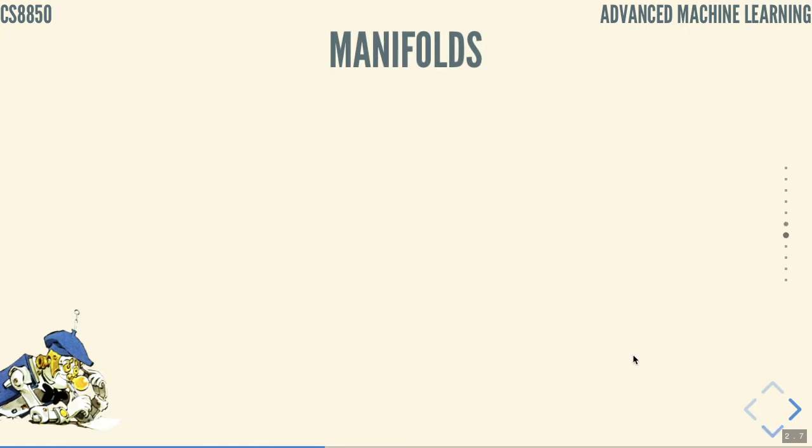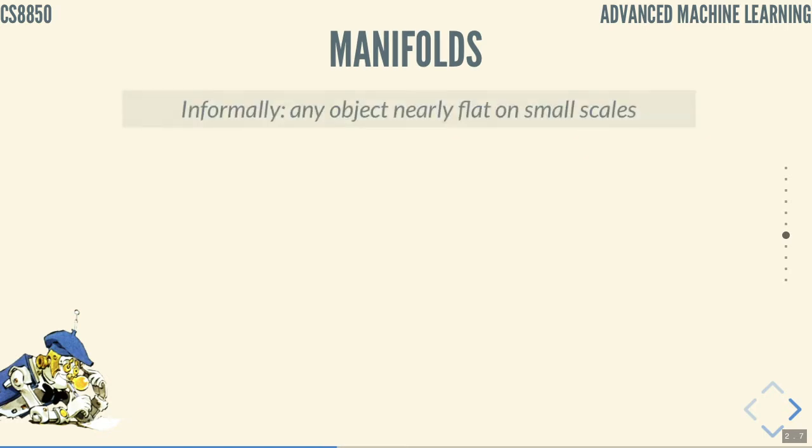So the data, we believe, lives on a manifold. What is a manifold? I'm not going to burden you with formal explanations here, and most of the slides again are borrowed from Barnabás Póczos from Carnegie Mellon. Informally, a manifold is any object nearly flat on small scales.